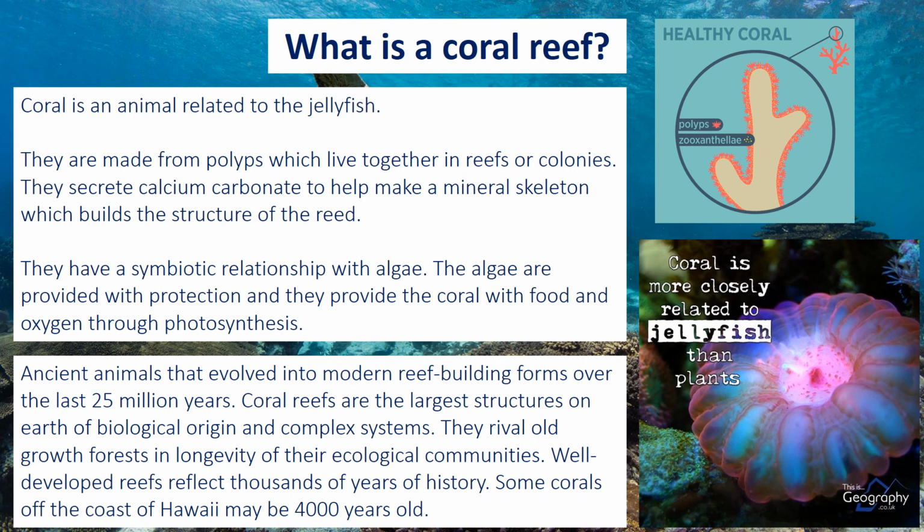These polyps are tiny, less than a centimetre wide, and they emit something called calcium carbonate, which is essentially limestone, in order to build up a mineral skeleton. We don't really see the polyps, we just see the skeleton that they have produced around them. This skeleton is generally covered in algae, and it's the algae that give the coral the various different colours that we see on the coral reef.